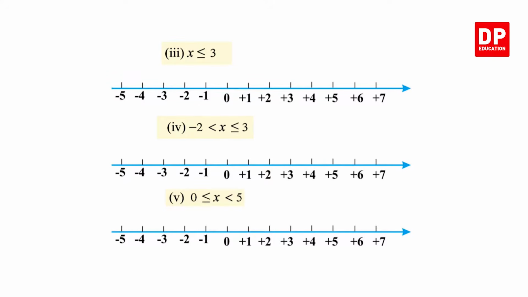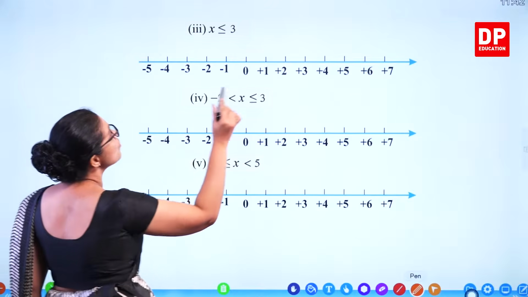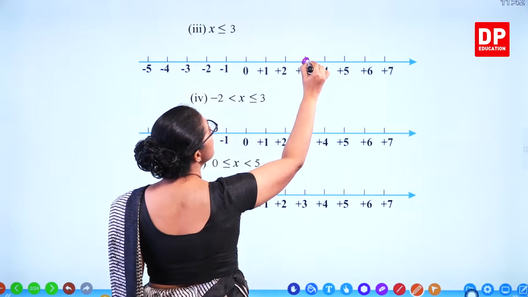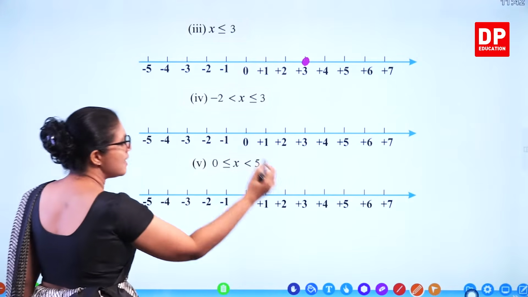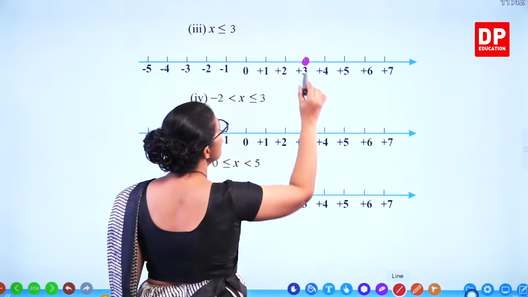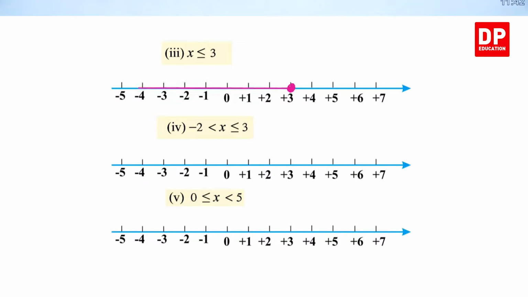X less than or equal to 3. So that means 3 is included, so you draw a solid circle there. X is less than means towards the left hand side, so you draw the arrow towards the left hand side.